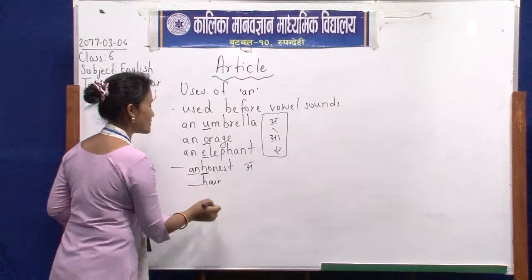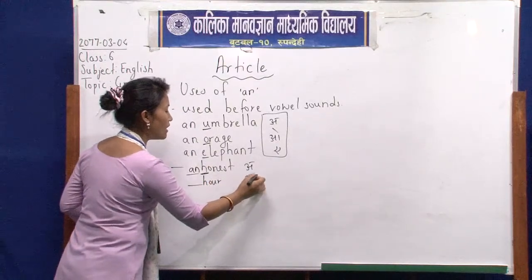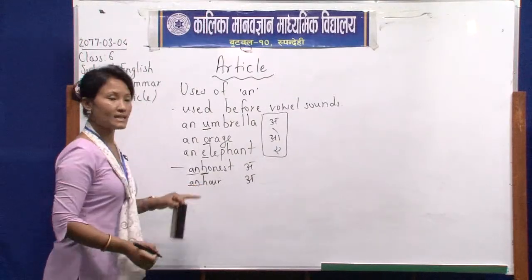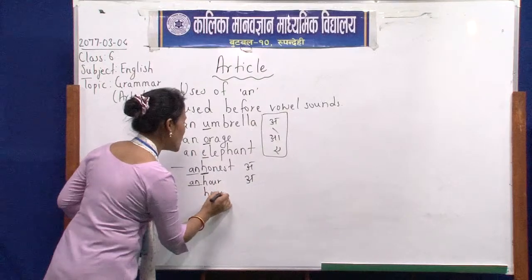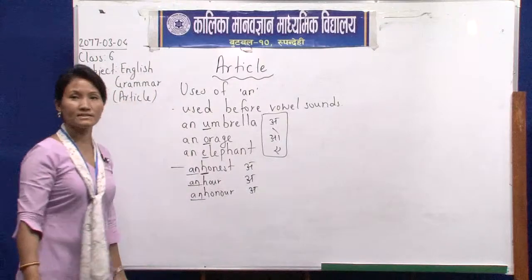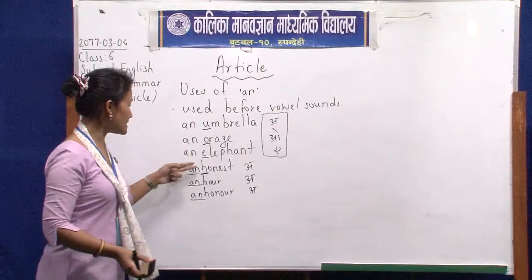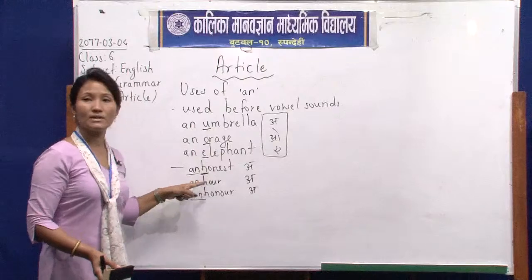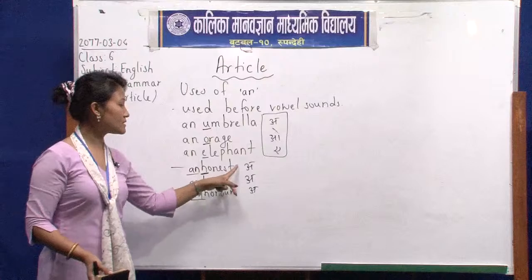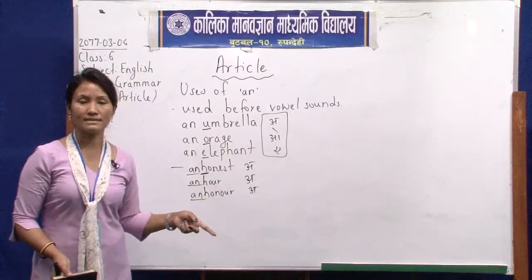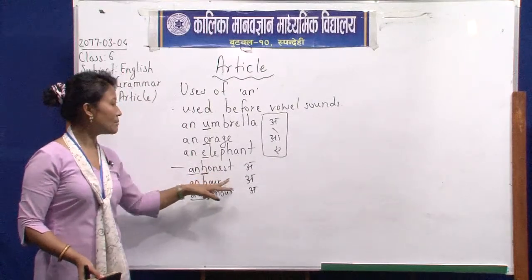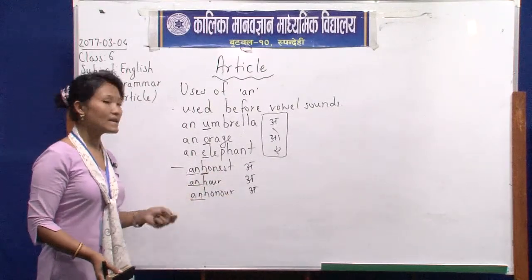Likewise, hour. Here also, it starts with O sound, hour. So, an hour. Likewise, next example, owner. It's an owner. You have to be very careful in these types of words where H remains silent and an O sound comes, that is a vowel sound. This is a consonant letter but a vowel sound comes, so we use an.